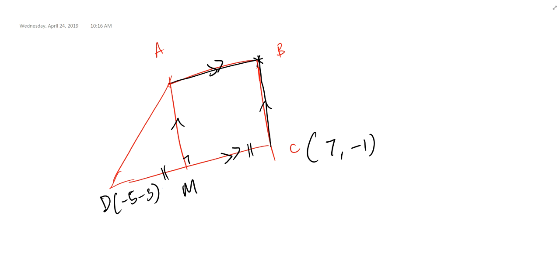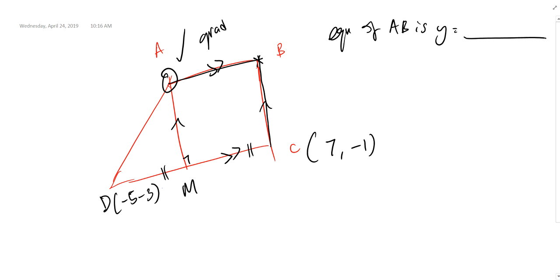Can you find the gradient of AB? How? It is the gradient of DC because they are parallel. Yes, you are right. You can find a gradient. Can you find one set of coordinates on AB? Which one? A. How to find the coordinates of A? Oh, you already have it in part 1, right? So you have the coordinates of A already. You have the gradient. Then you can find the equation of AB is y equals to whatever. You can do that yourself, right?